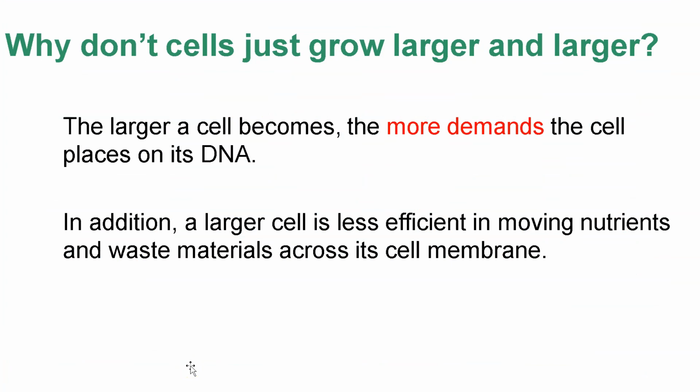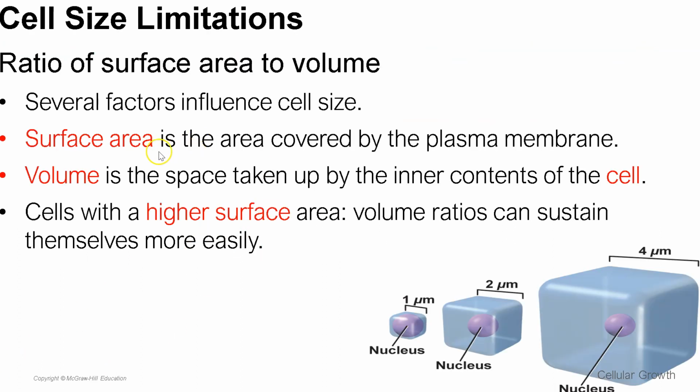So why don't cells just grow larger and larger? Well, the larger a cell becomes, the more demands the cell places on its DNA. So cells don't grow as large as they want to. They actually divide when they become a certain size usually. This is what is termed the surface area to volume ratio.